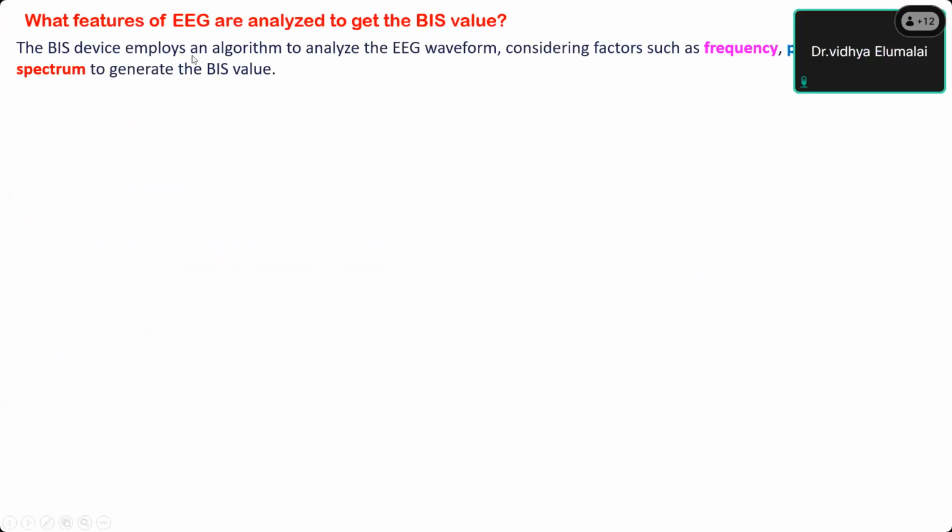What features of EEG are analyzed to get the BIS value? You want to get a BIS value, what are the features of EEG that are analyzed by the BIS machine? Amplitude and frequency. It uses an algorithm of the EEG waveform considering the frequency, phase, and power spectrum to generate the BIS value. Three things of EEG: frequency of the EEG waves, the phase of EEG wave, and power spectrum.